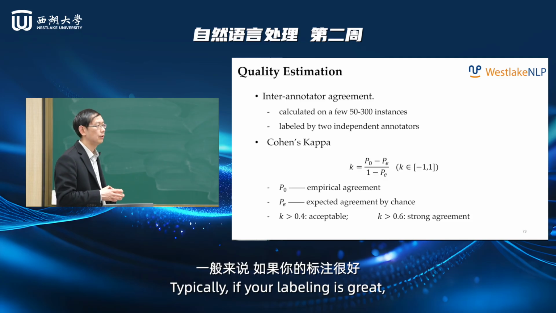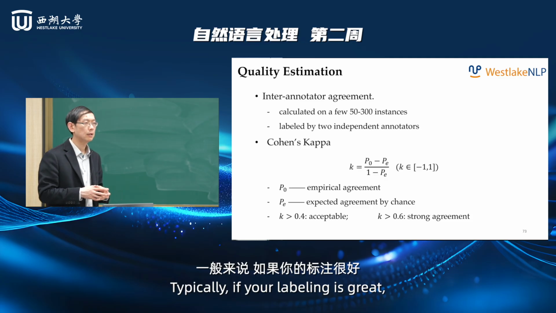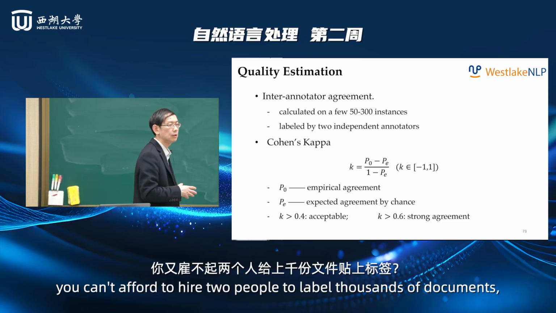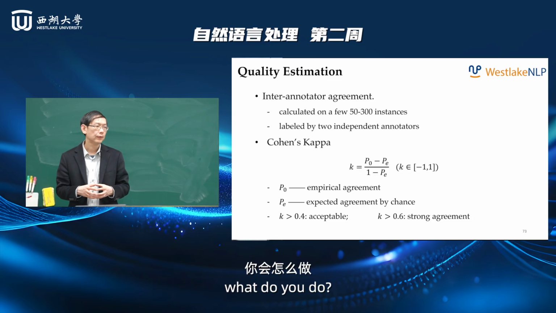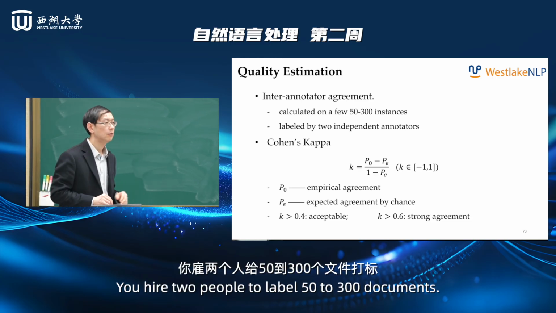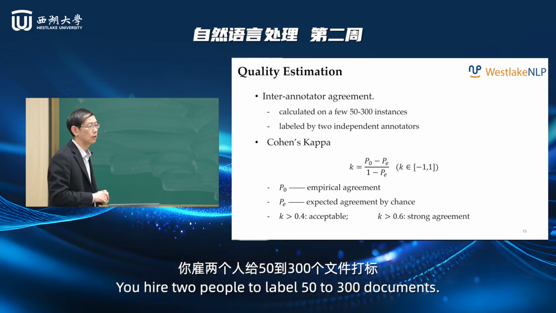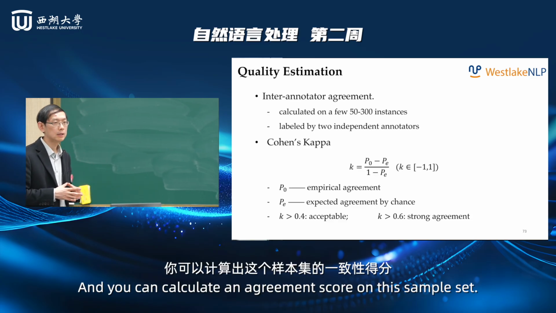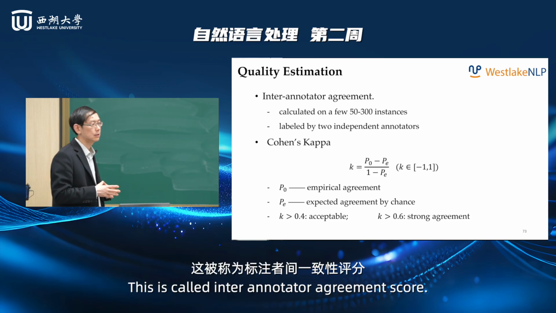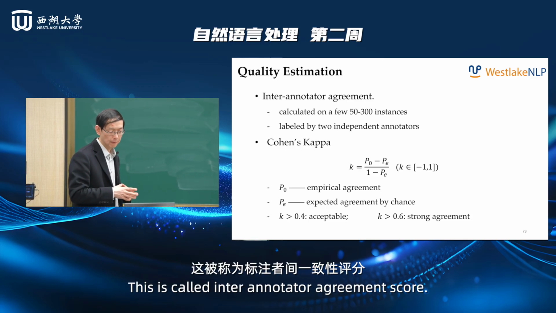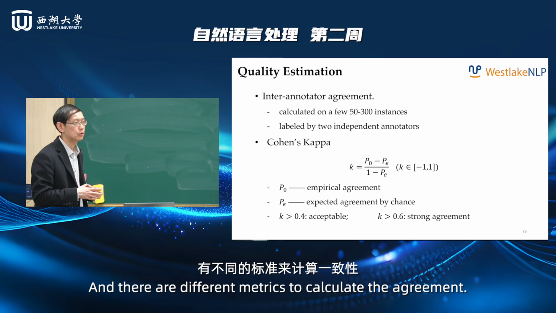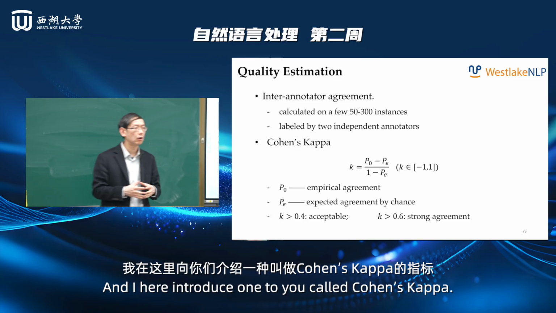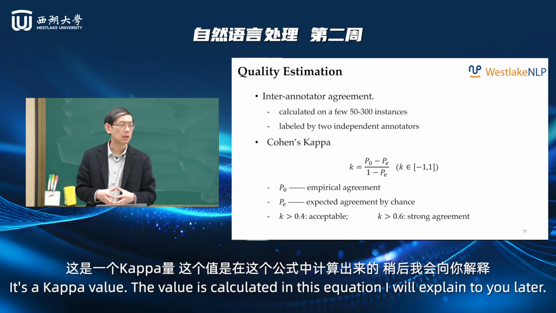Typically, you can't afford to hire two people to label thousands of documents. What you do is hire two people to label maybe 50 to 300 documents, and you can calculate an agreement score on this sample set. This is called the inter-annotator agreement score. There are different metrics to calculate the agreement, and here I introduce one to you called Cohen's kappa. It's a kappa value.